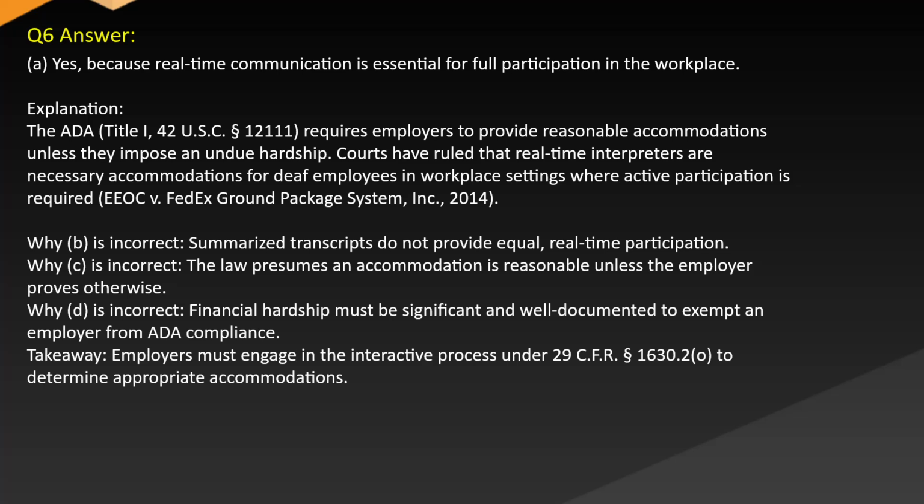2014. B is incorrect. Summarized transcripts do not provide equal real-time participation. C is incorrect. The law presumes an accommodation is reasonable unless the employer proves otherwise. D is incorrect. Financial hardship must be significant and well documented to exempt an employer from ADA compliance. Takeaway: employers must engage in the interactive process under 29 CFR § 1630.2 to determine appropriate accommodations.